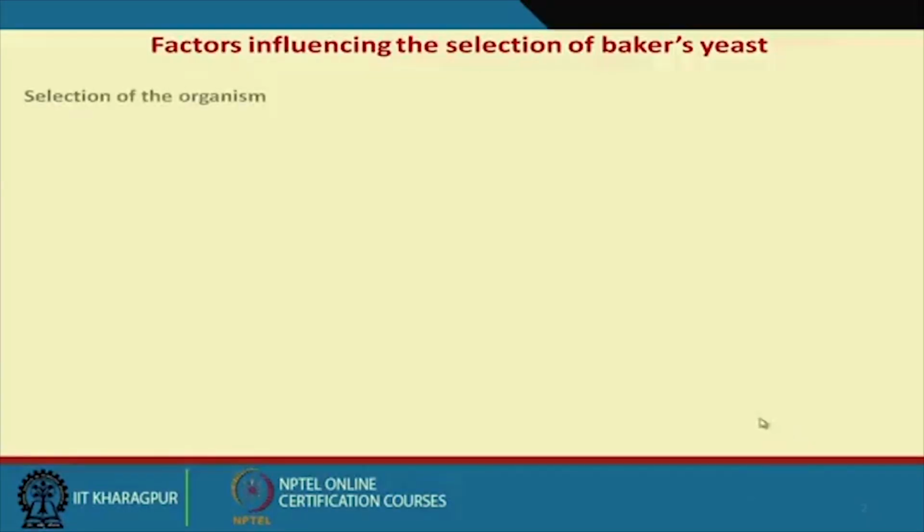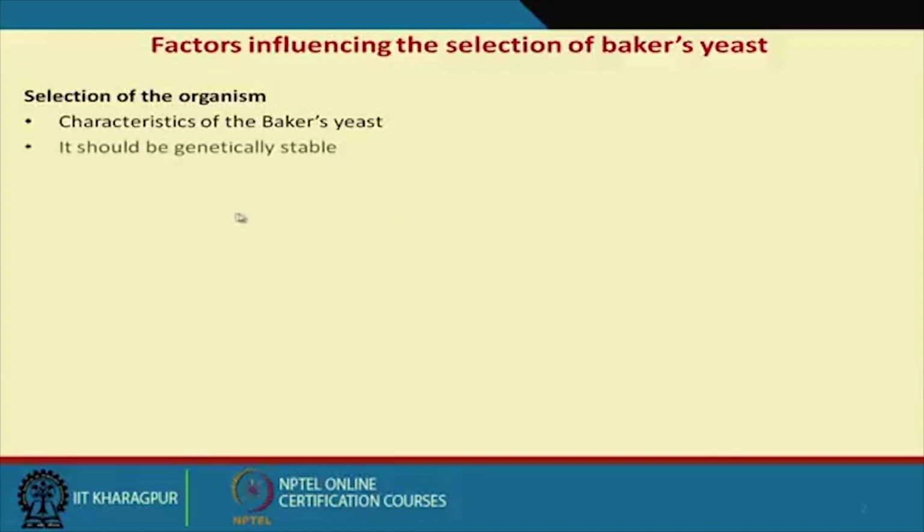The most important thing is the factors that affect the baker's yeast fermentation process. I told you the selection of the microorganism plays a very important role. Now the question comes, what should be the characteristics of the microorganism? First, it should be genetically stable, which is very important, because only if organisms are genetically stable will the biochemical characteristics of the organism be the same.